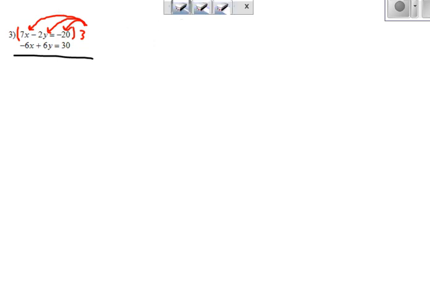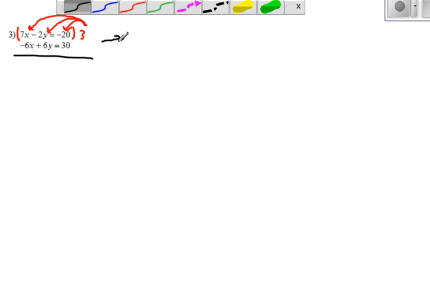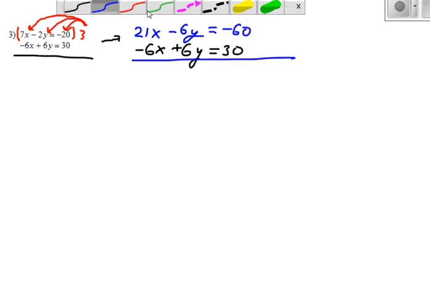So, what do I do here? I just take a look. New equation. Bottom equation is going to stay the same. Negative 6x plus 6y is equal to 30. Top equation, though, everything's going to get multiplied times 3. So we get 21x minus 6y is equal to negative 60. Now we're looking good. Our y terms are opposites. We say they cancel. We're going to add everything together here, and let's see what we get.